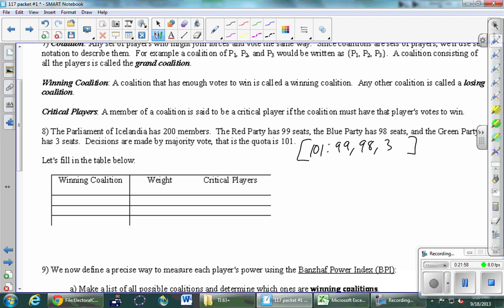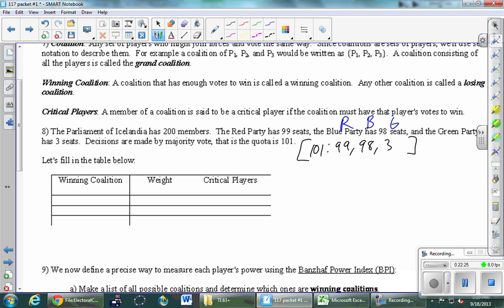Okay, so here's what we're going to do. We're going to fill in this table together. This is the new part. This is the hardest part for today. Okay, I want to find winning coalitions. So I'm going to call these guys red and blue and green. R, B, and G in that order. It's also fine to call them P1, P2, and P3, but I'll call them R, B, and G.